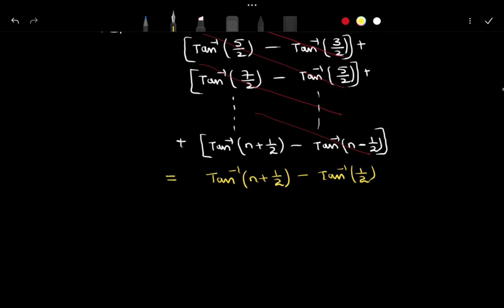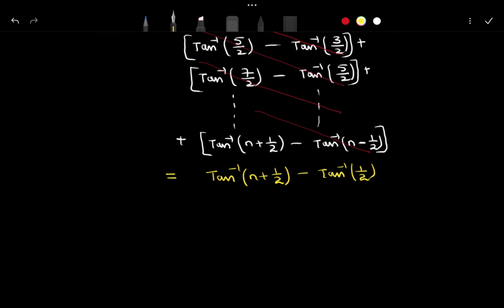Now here I want the sum of the infinite terms. Sum of the infinite terms means you write sigma r equals 1 to infinity of this term Tr. We get this by taking the limit as n tends to infinity of tan inverse of (n plus 1) by 2 minus tan inverse of 1 by 2.